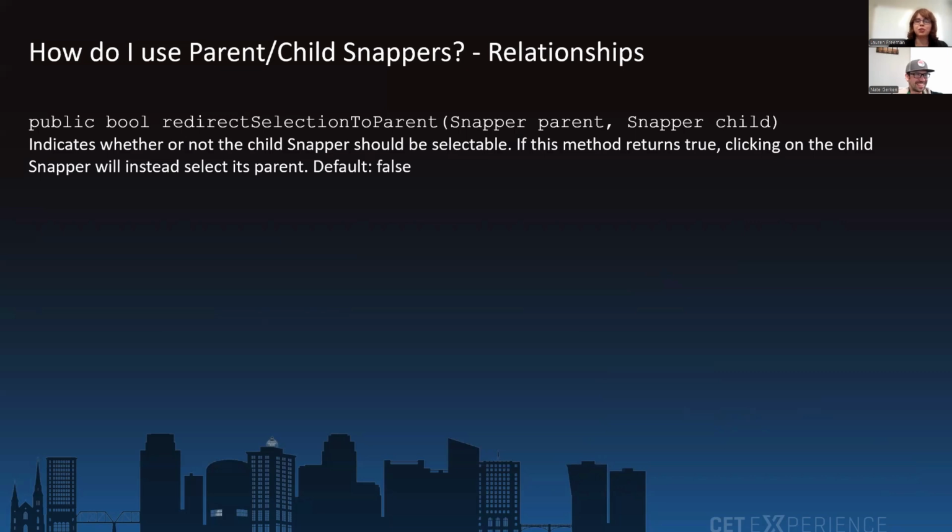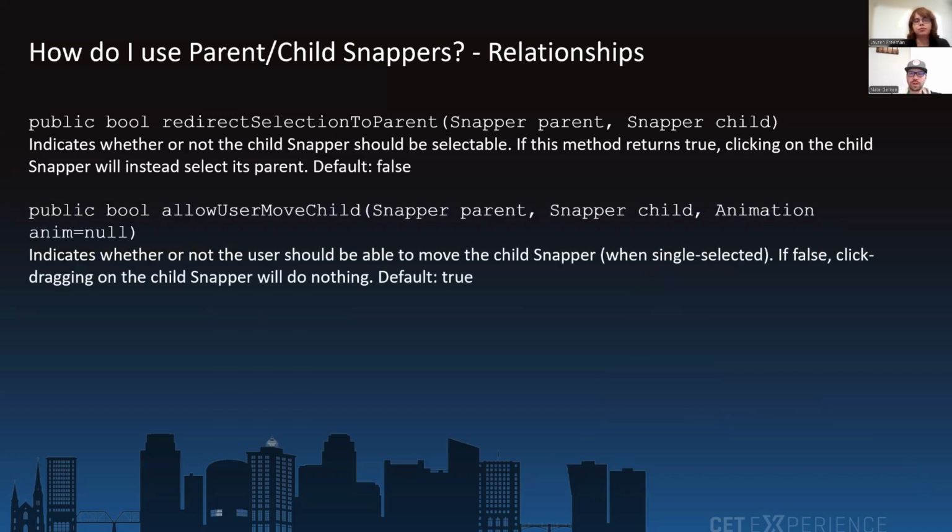If the method returns true, then clicking on the child redirects the selection to the parent. So this is something that I usually have set to be false because, even if I don't want the child to be its own specific thing that can move independently, if I want to have its own quick properties, for example, I want to be able to select the child so that its own quick properties will show up.